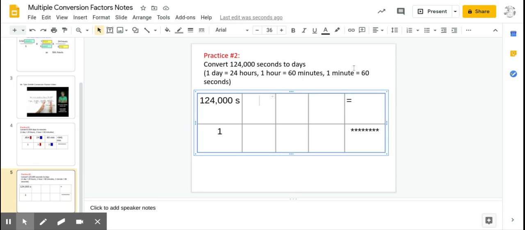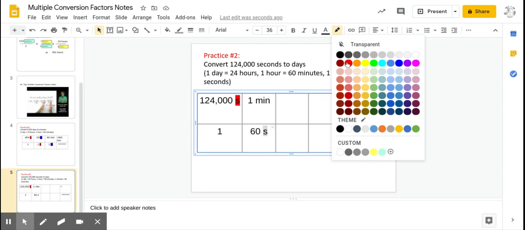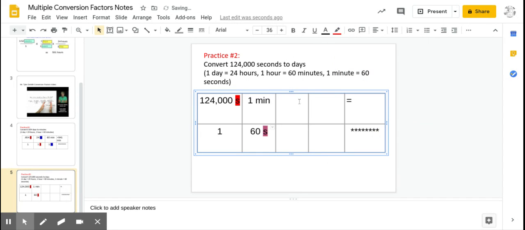So I know I have to get seconds to cancel. I'm going to look for a factor that has seconds. Oh, this last one here has seconds. So I need the seconds on the bottom. Notice how it says 1 minute equals 60 seconds. I'm going to put that 60 seconds down below. And that means the other part of the conversion factor, 1 minute, goes on top. All right, so that allowed me to cancel top and bottom, the seconds. Use that pencil to choose a highlighter to cancel.